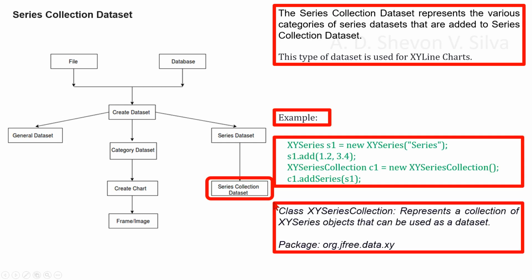As an example, we can consider this code segment here. Class XYSeriesCollection. This class represents a collection of XYSeries objects that can be used as a dataset. This class is in package org.jfree.data.xy.